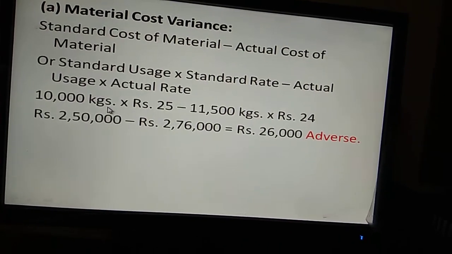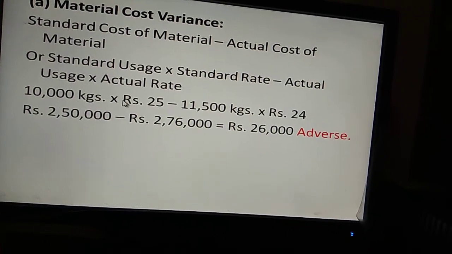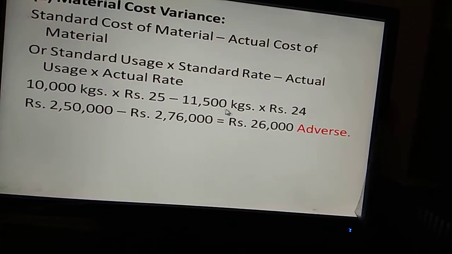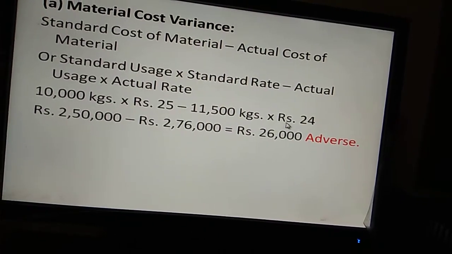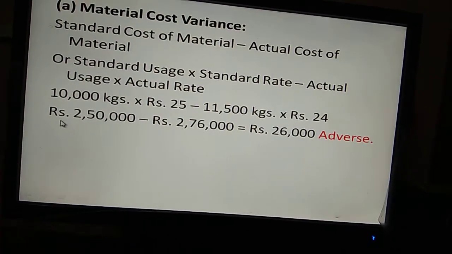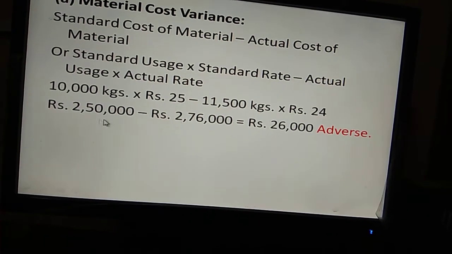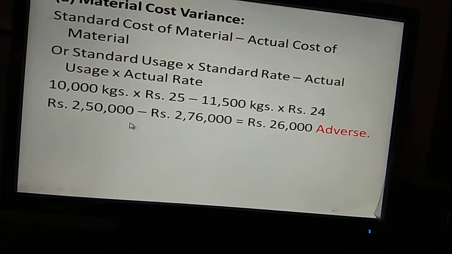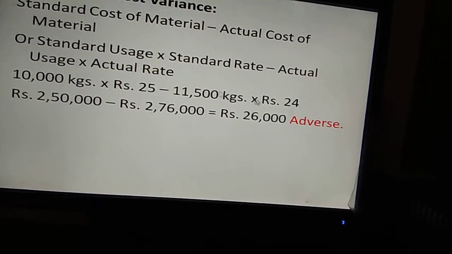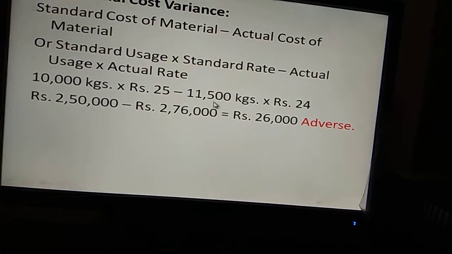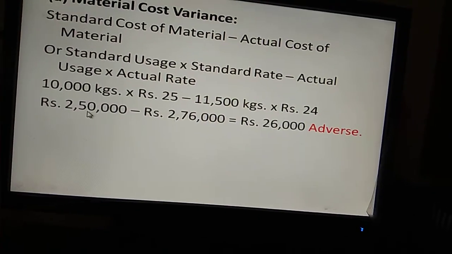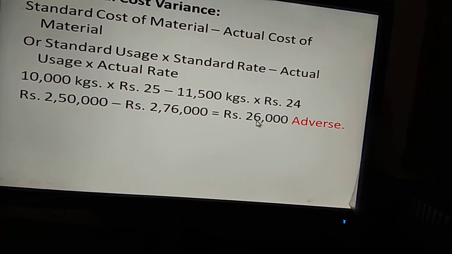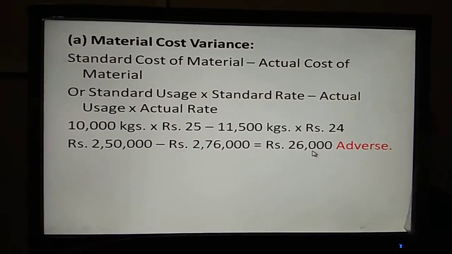So standard usage is 10,000 kgs. Here the standard rate is rupees 25 minus the actual usage is 11,500 kgs and the actual rate is rupees 24. Now the 10,000 kgs into rupees 25 is 2,50,000 and the 11,500 into 24 is 2,76,000. So if you see, actual is more than the standard. So if it is more than the standard, the adverse effect will be there to the extent of rupees 26,000.